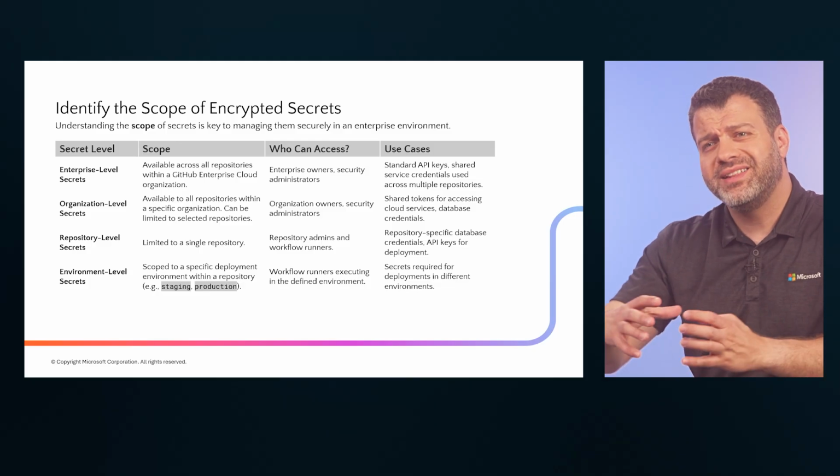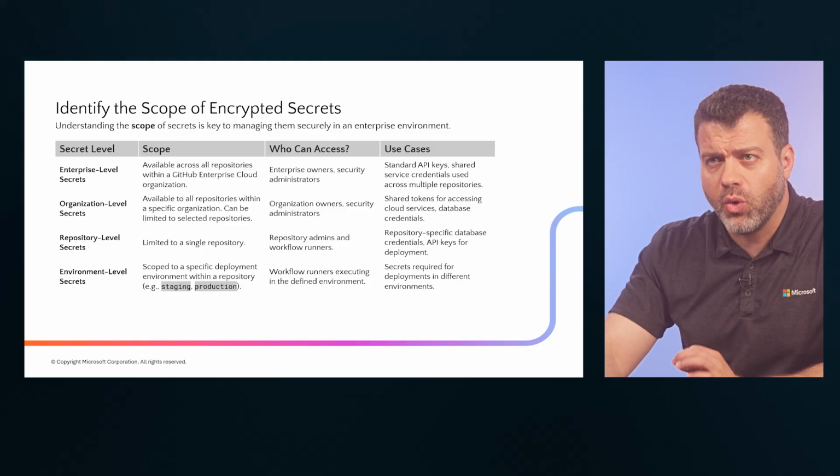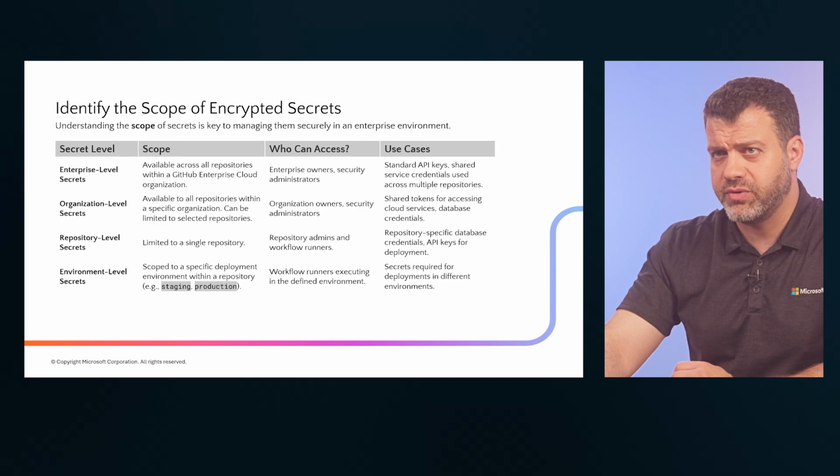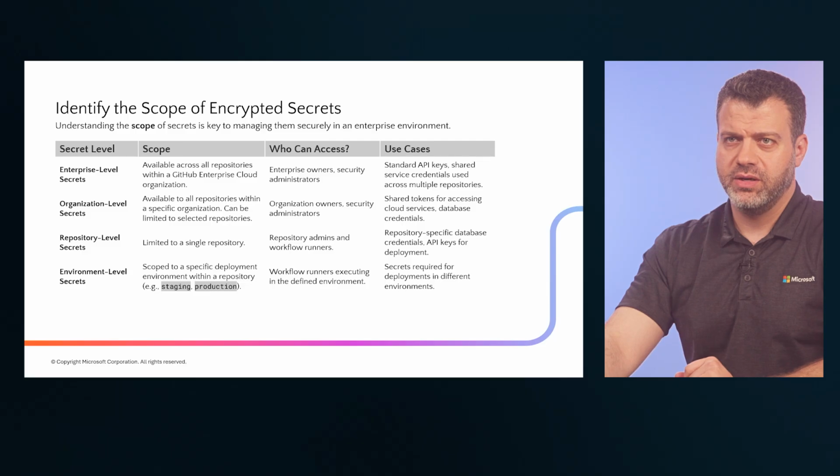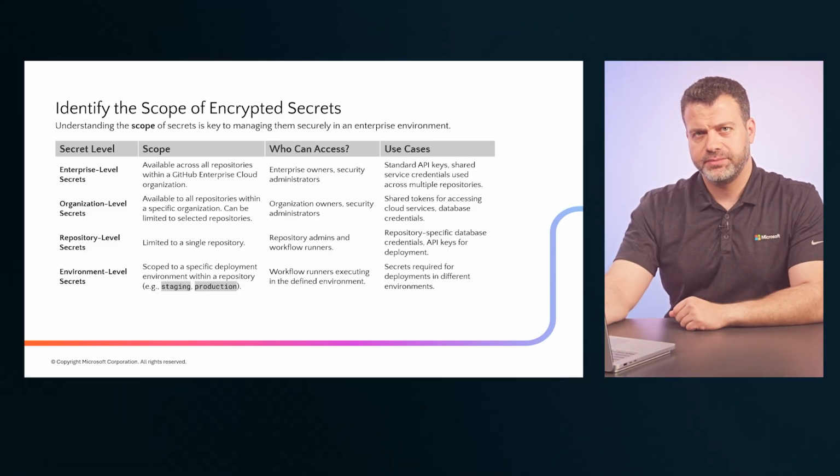So the goal is to follow least privilege. Give access only where it's needed, and don't expose secrets more broadly than necessary. The tighter the scope, the lower the risk. Always choose the minimum access required.